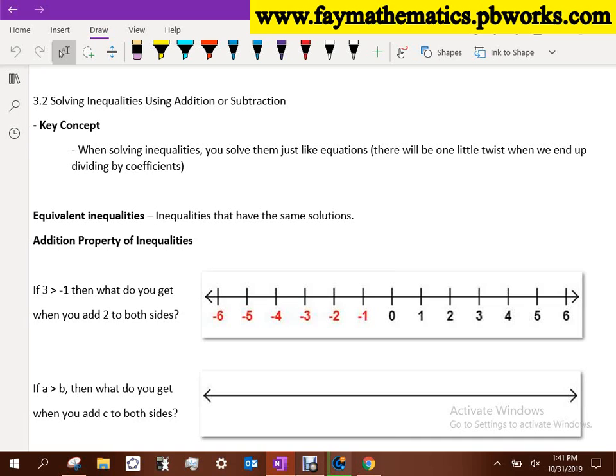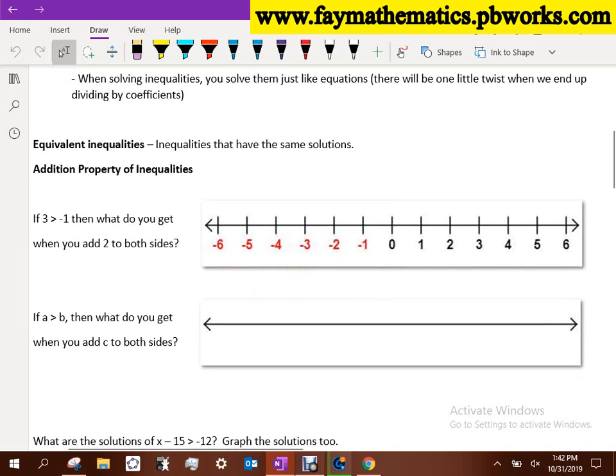So when solving inequalities, we solve them just like equations. Nothing really different. There's one thing that's different. We'll get to that tomorrow. That's what it says in parentheses there. It's when you divide or multiply to solve for x. There's a special situation that occurs. It doesn't always occur, but we have to be on the lookout for it. But other than that, you solve them just like any other equation you've ever come across. Okay.